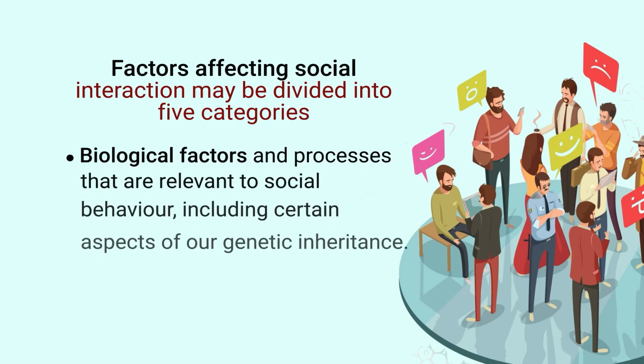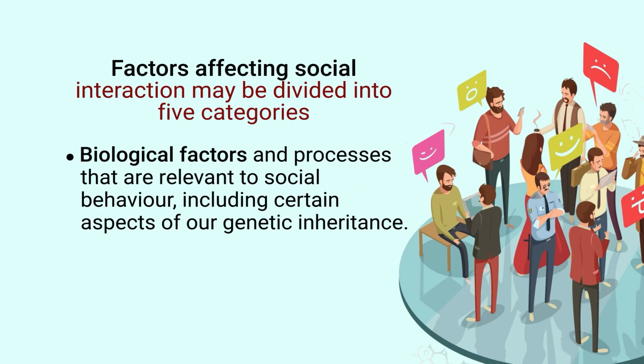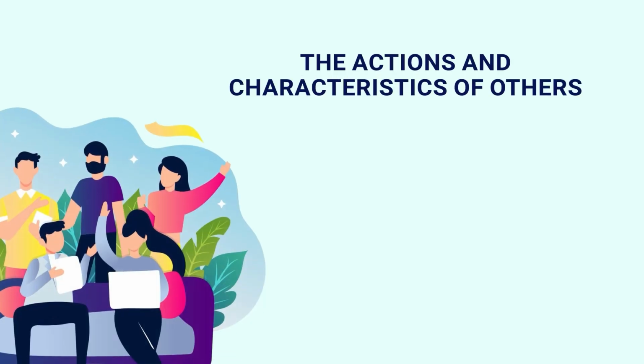And the last, fifth factor, these are called as biological factors. These are factors and processes that are relevant to social behavior, including certain aspects of our genetic inheritance. That means, as the name is self explanatory, these factors will be those which we inherit from our previous generations. That means they have to do with the genes and the genetic inheritance. Coming to actions and characteristics of others, we will take up one by one all these 5 categories in detail now.